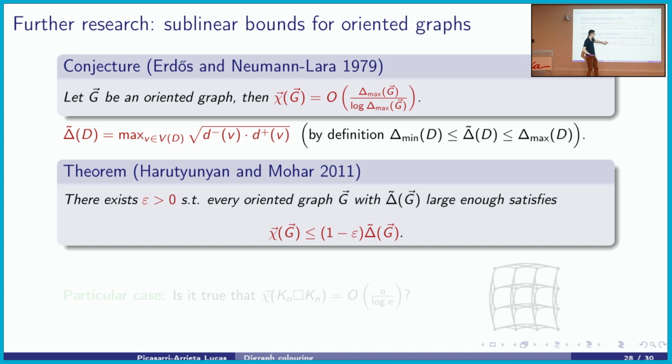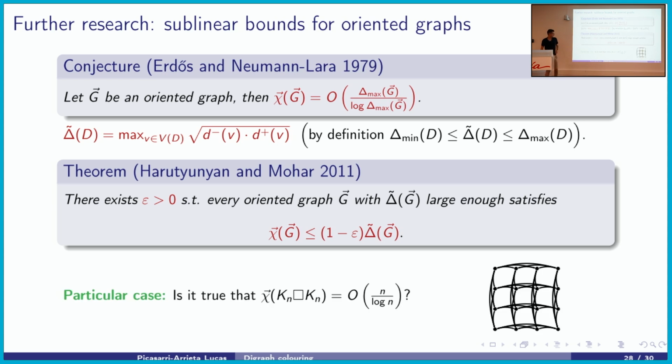So the dichromatic number of an oriented graph G is always at most 1 minus epsilon times delta tilde of G, where delta tilde is the maximum on every vertex of the geometric mean between the in and out degrees. So this is a parameter between delta min and delta max. So this is a result of Harutyunyan and Mohar.